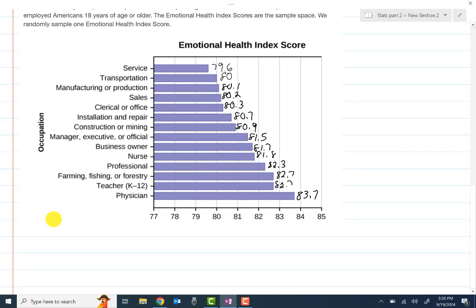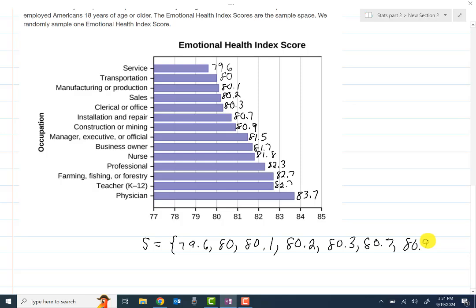So from those numbers, I'm going to write the sample space. Let's see, we've got 79.6, 80, 80.1, 80.2, 80.3, 80.9, 81.5, 81.7, 81.8, 82.3, 82.7, but I'm going to list it twice. And then finally 83.7.